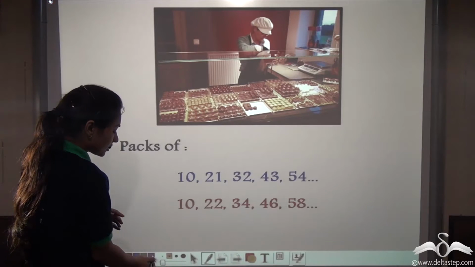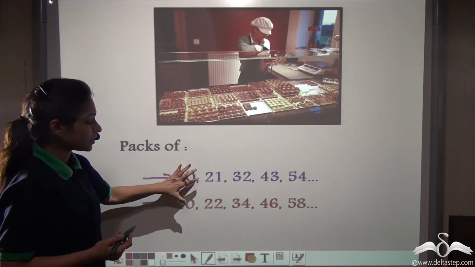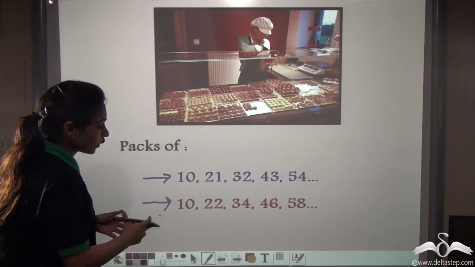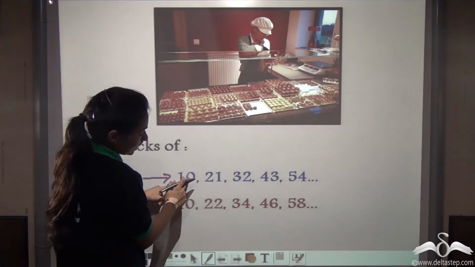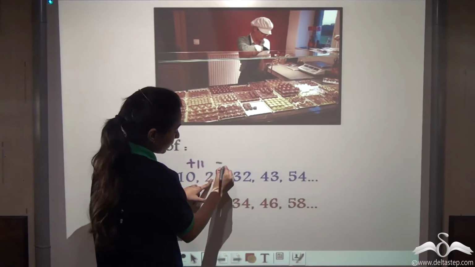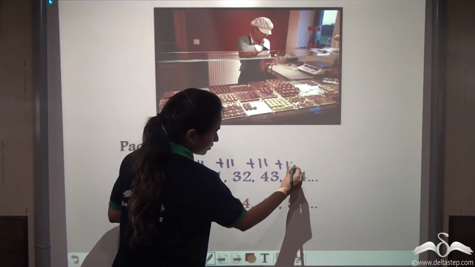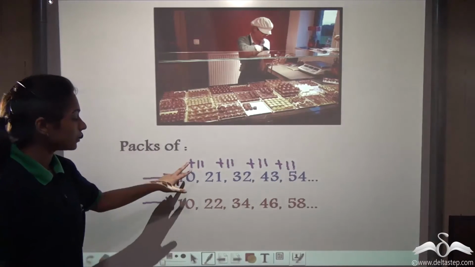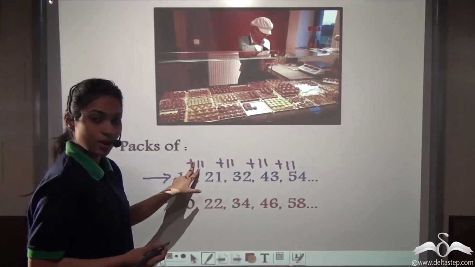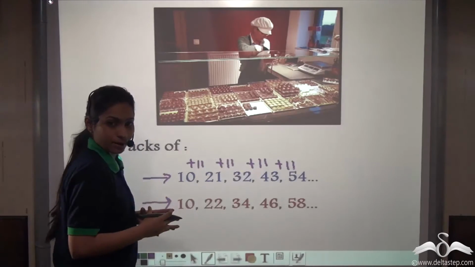Can you identify these patterns? Can you tell me whether these patterns are in arithmetic series or not? Well, check. The first one, 10 plus 11 gives you 21. 21 plus 11 gives you 32, plus 11, plus 11 and so on. So that means here the common difference in this AP series is what? 11. So they add 11 toffees to each pack and make it a separate pack.